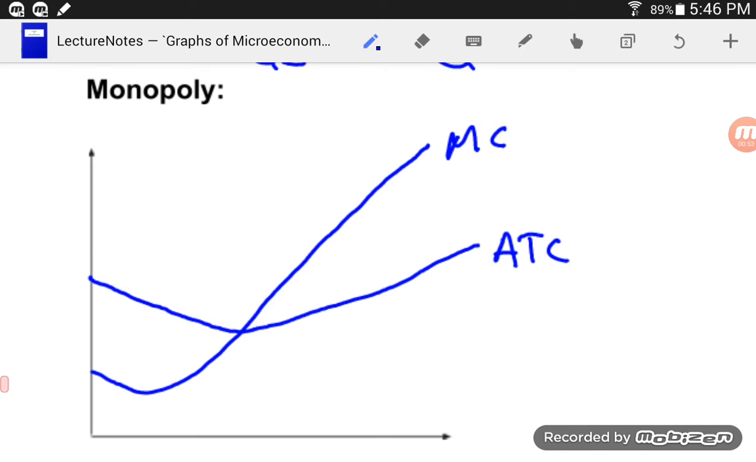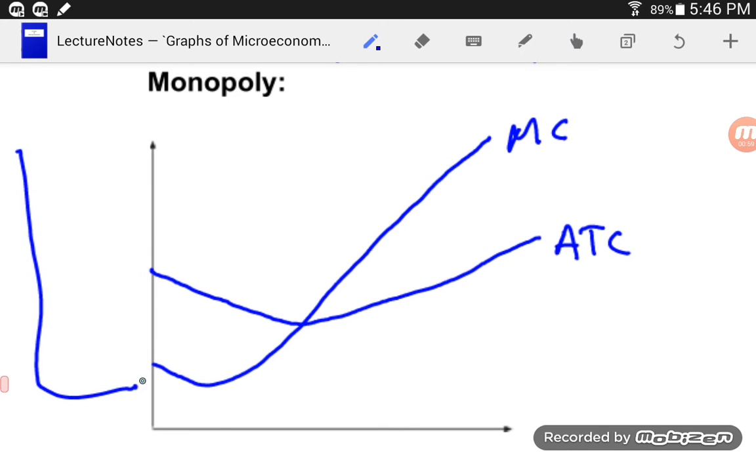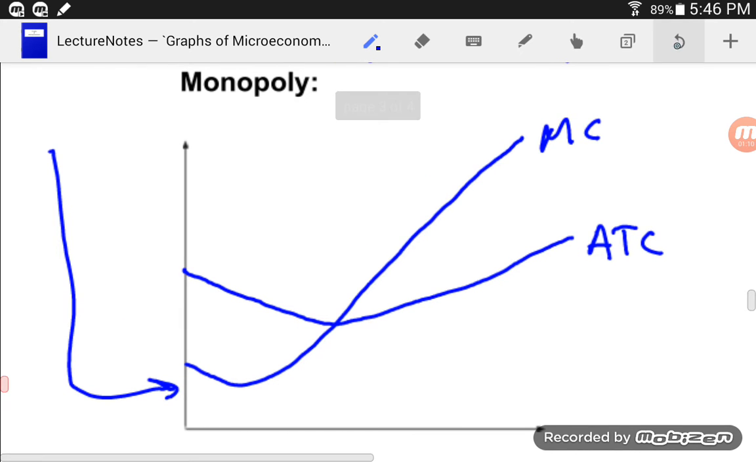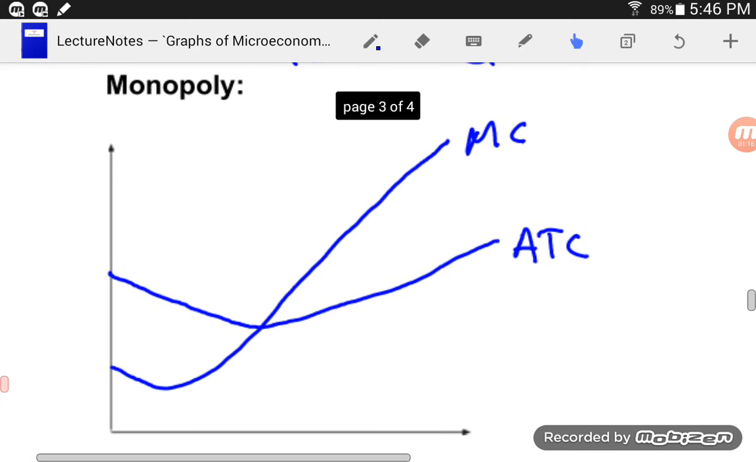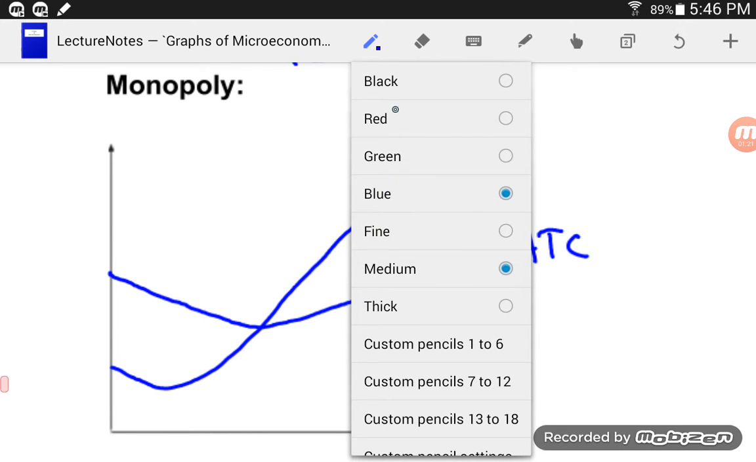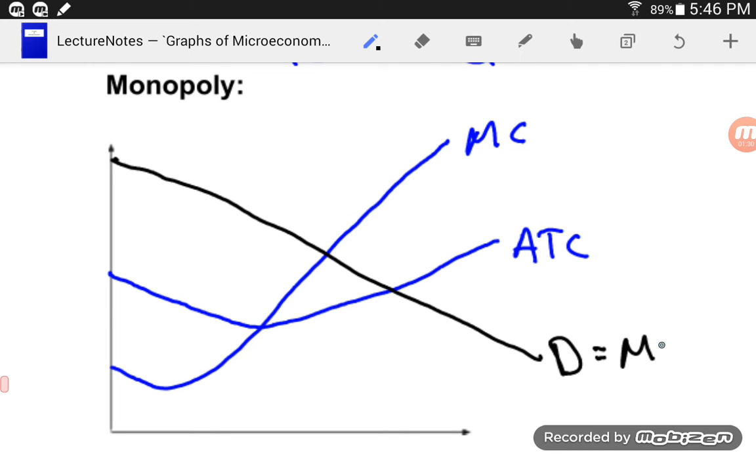And now the big difference, though, is that as the only firm, there's no longer this other graph over here of market supply and market demand with a price that we take, right? Because we are the whole market. So the monopoly isn't a price taker like the perfectly competitive firm. In this case, the only thing restricting how many they're going to be able to sell is the actual market demand. So let me draw a demand curve.